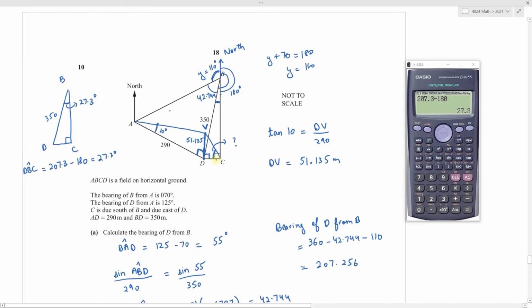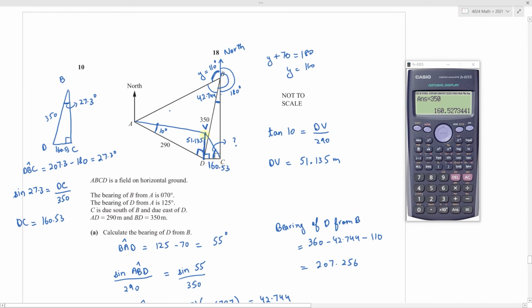Now I can find this length DC. How? This is perpendicular over hypotenuse. So sine of 27.3 equals perpendicular, which is DC, over hypotenuse, which is 350. So this will give me DC equals sine of 27.3 multiplied by 350, which is 160.53. So this side here is 160.53.